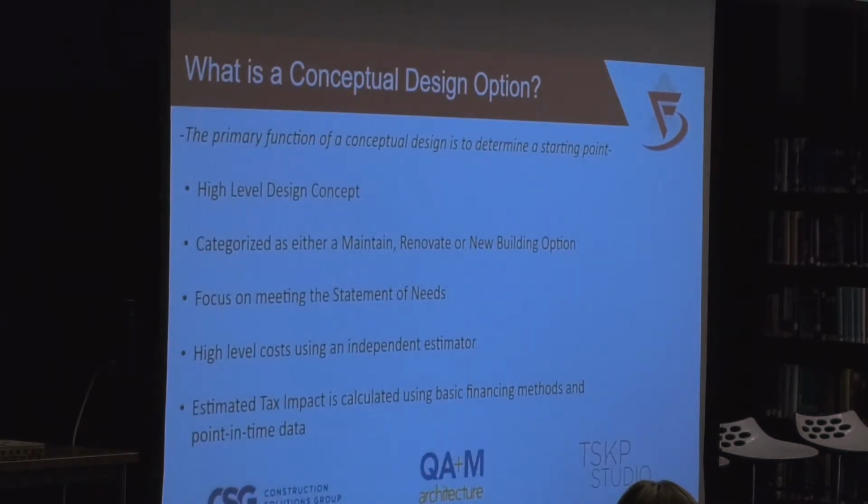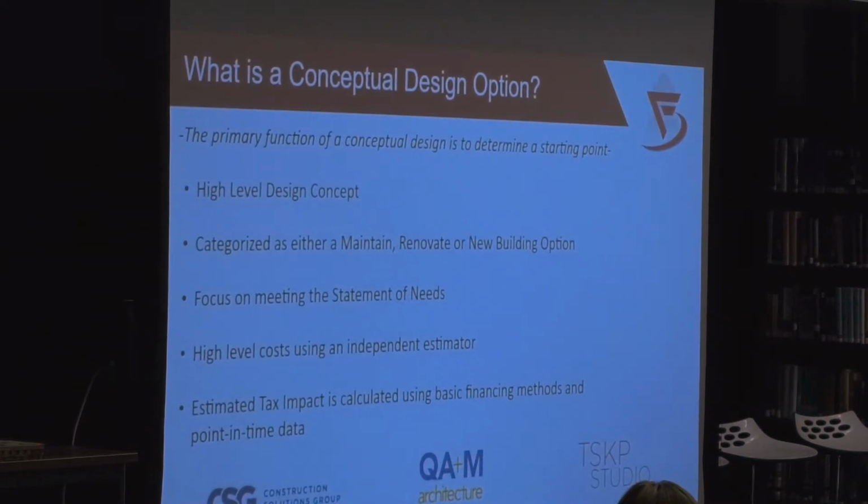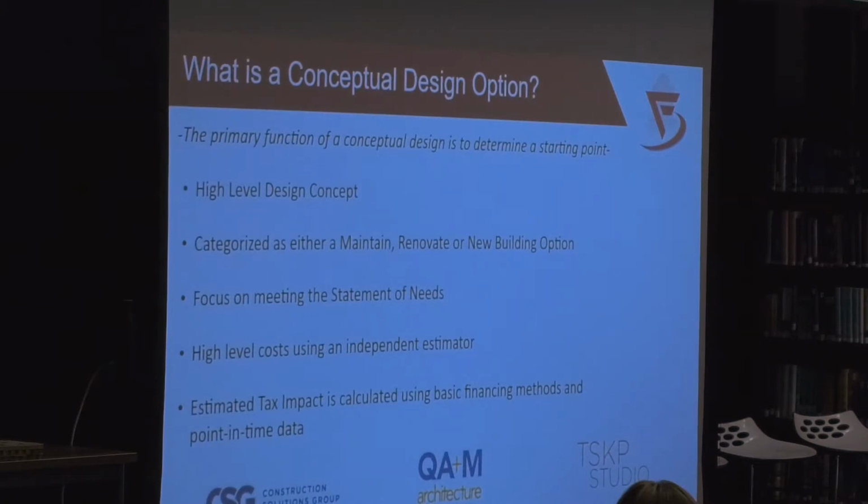And another point that I do want to mention here is estimated tax impact. So when we present that financial information that CSG is going to give tonight, there'll be a line item that gives you kind of an estimate of what the tax impact will be. So just know, again, always refer back to the fact that this is a conceptual option, high level, and that basic financing methods and point-in-time data is used for that estimate. So again, Kat's going to talk a little bit more about that in a little bit, but just keep that in mind. So we know that there's more information everybody wants to know about financing and the tax impact, and that will come. I don't want anybody to feel that it's not.